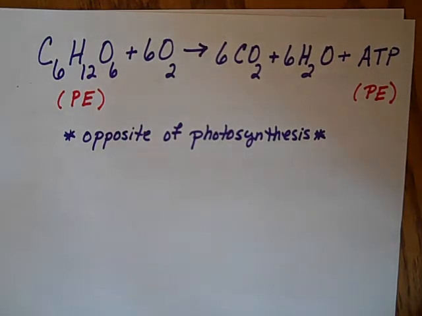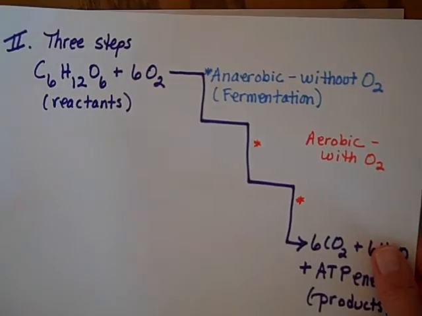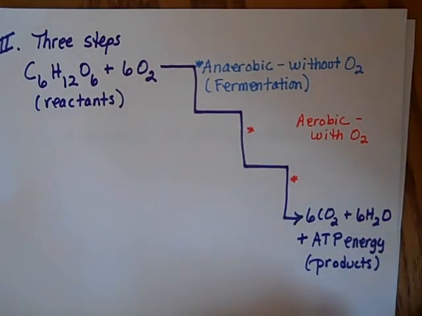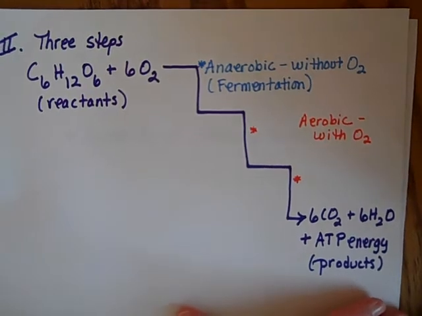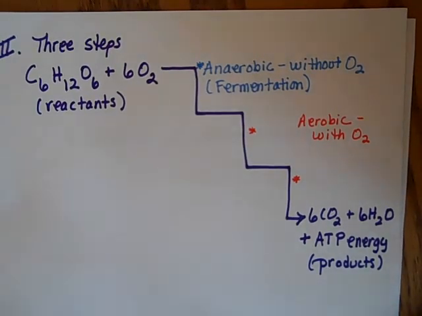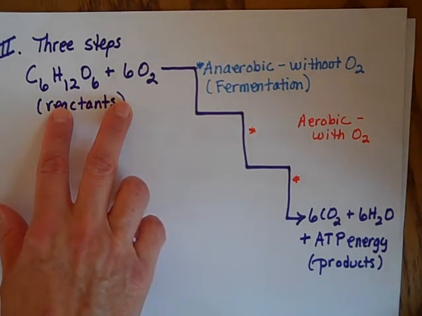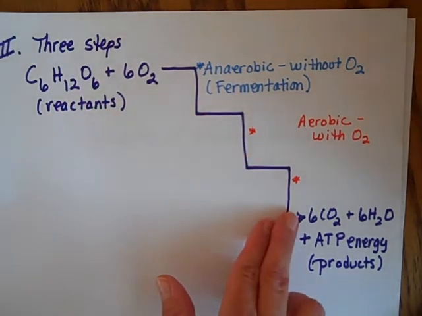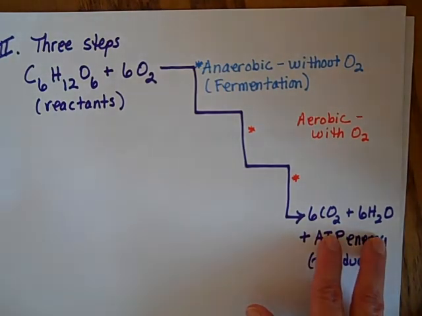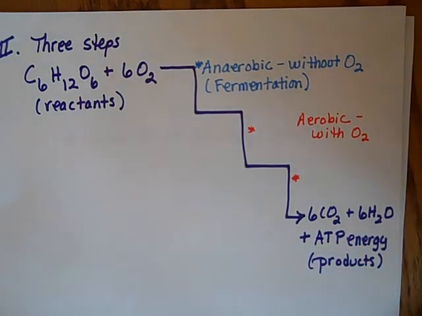Just like photosynthesis occurred in 2 steps, the light and the dark reactions, cellular respiration also has steps. It has 3 steps. The 3 steps I'm going to simplify pretty much as just focusing on whether or not oxygen is present. Okay? So here's our 3 steps. Here's our reactants, glucose and oxygen. The 3 steps of the reaction to get to the products, carbon dioxide, water, and ATP energy.